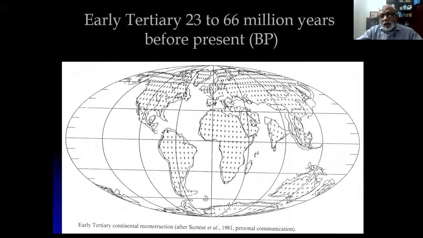Now here you can see more separation has taken place. Australia has moved away. India is coming nearer to Eurasia, and a new ocean is emerging, which is now the Indian Ocean. And the Sea of Tethys, which was there earlier, is now going to close.